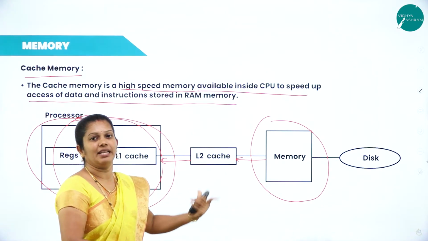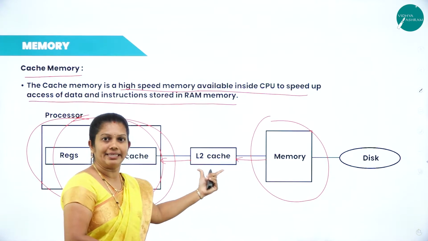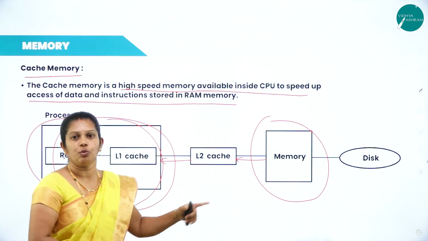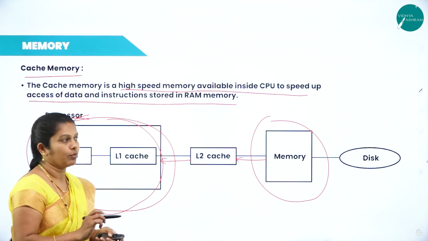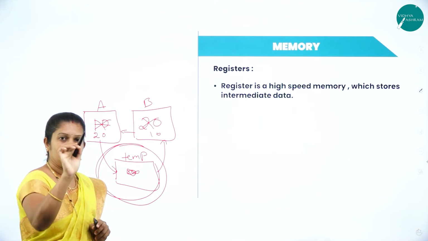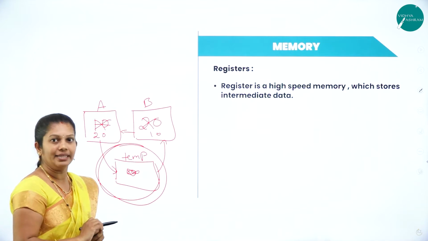That's why the speed is high. Once again, no need to request the memory. Directly it will take the data from the cache memory only. That's why the speed of cache memory is more here. Cache memory is a high speed memory. But when we come to register, it stores intermediate data. There also it is very fast. But there it will store intermediate data.